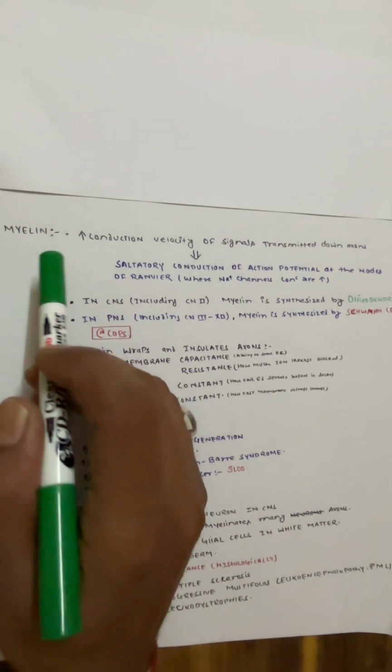Okay, it helps to produce CSF, and it lines the ventricles. Now we'll talk about myelin.